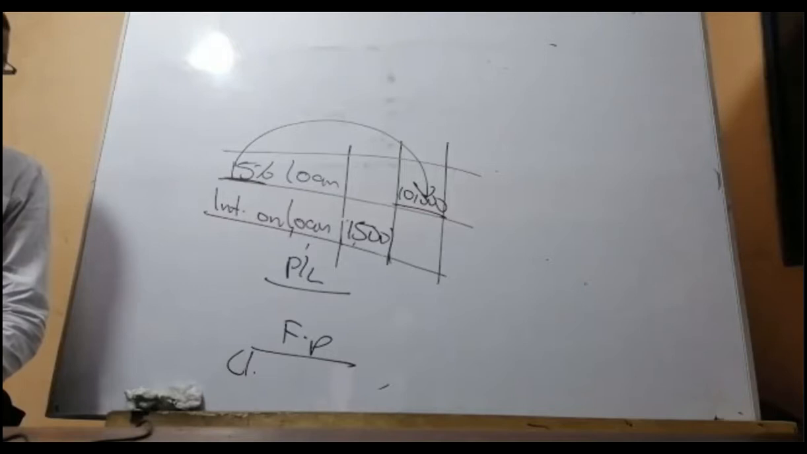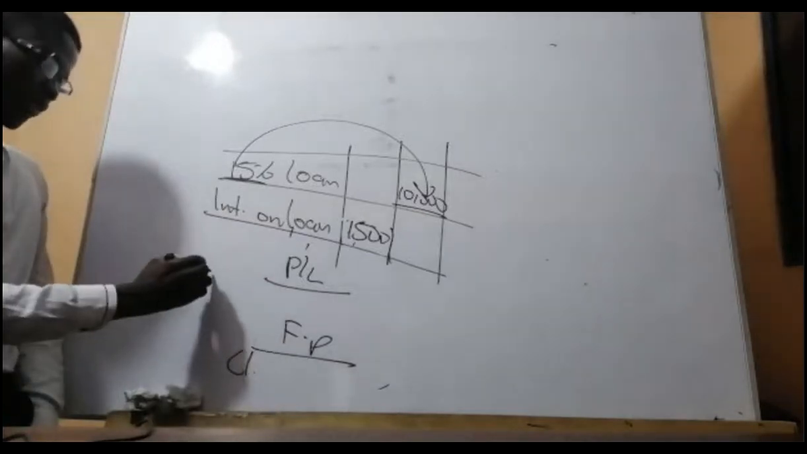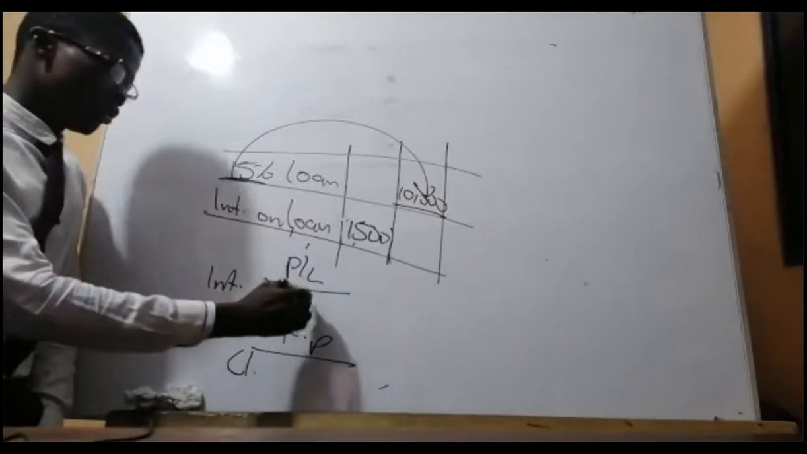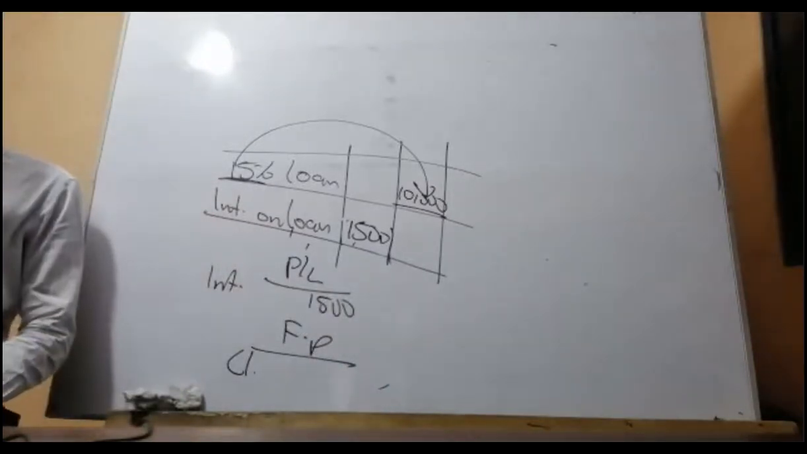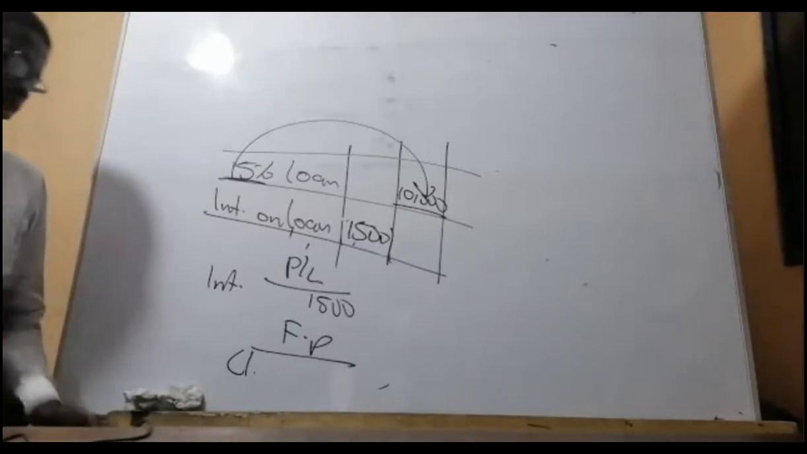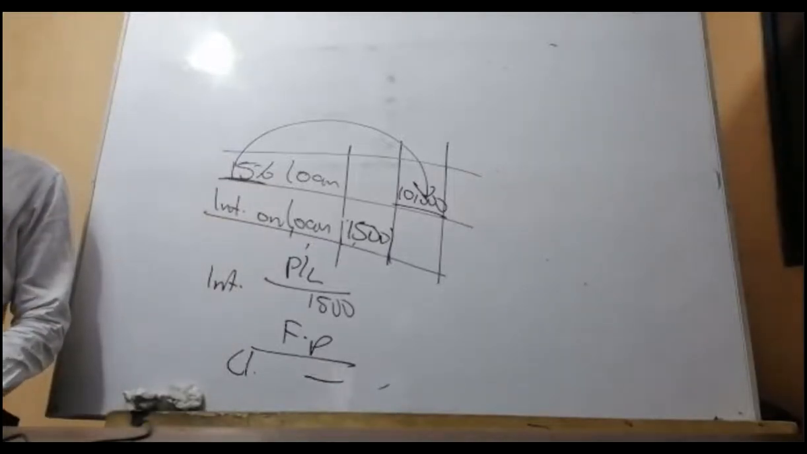Now, out of the 1,500, how much have you paid? So in the P&L, you have incurred 1,500. So the interest expense that must reflect in your P&L will be 1,500 because you've incurred 1,500. Are you owing them? You're not owing. So nothing goes to the financial position. You are not owing.